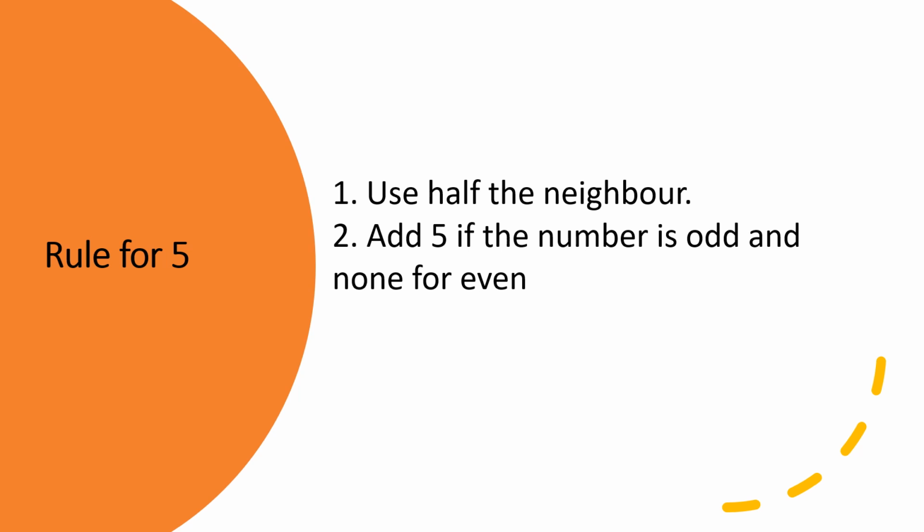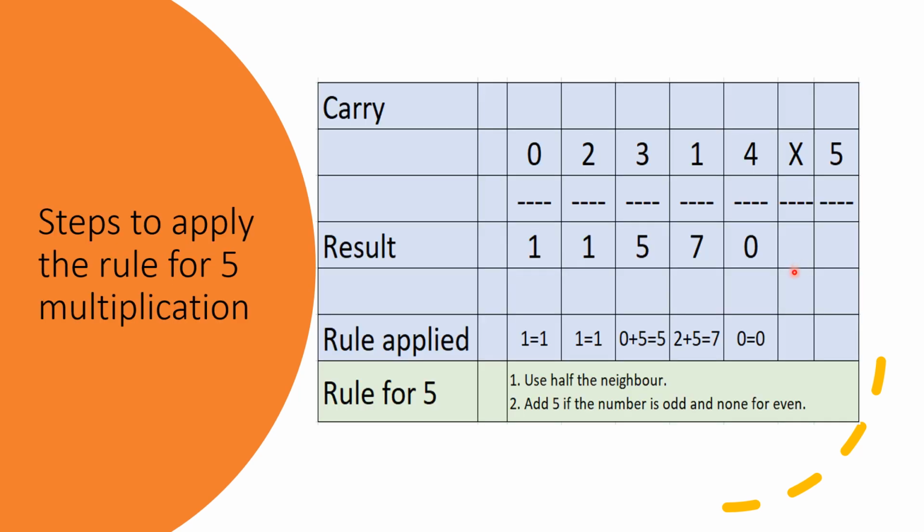Rule for 5 is just use half the neighbor, add 5 if the number is odd, and none for even. So use half the neighbor. There is no neighbor, so it is 0 for the first digit, 4. And when it comes to 1, you will have to use half the neighbor. The neighbor is 4, half the neighbor is 2 plus 5. The number is odd, so you will have to add 5, that is 7.